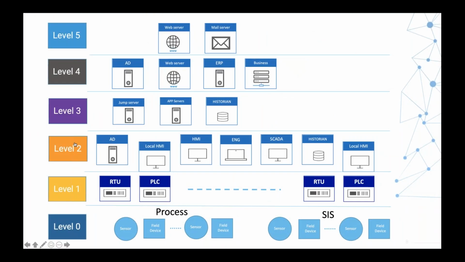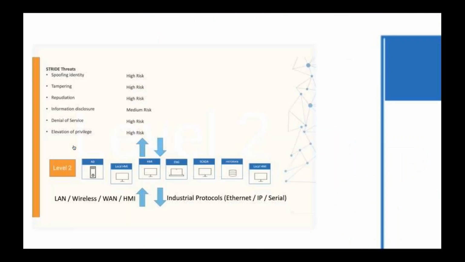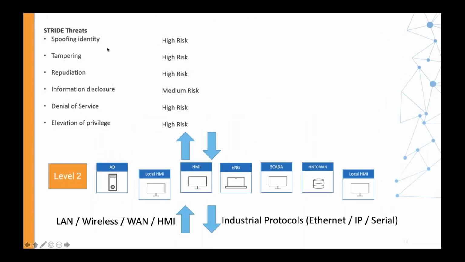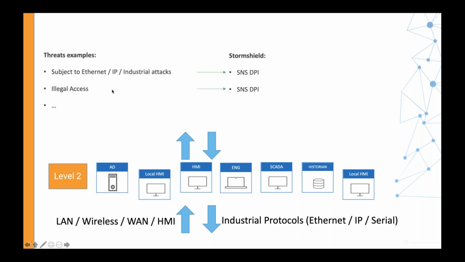So if you go to the last example in this reference, at level 2, you will see that the threats might change. For example, information disclosure might become a medium risk at this stage, and elevation of privilege might become a high risk at this level. So it's different according to the level and according to the operation. And finally, you have to study the attacks and the threats that you have. It's subjected to Ethernet IP industrial attacks, and that's what we are addressing. It's subjected to illegal access attacks, so that's what we are doing, and so forth.